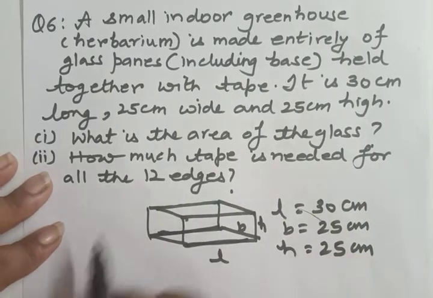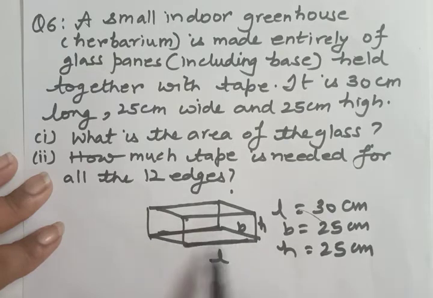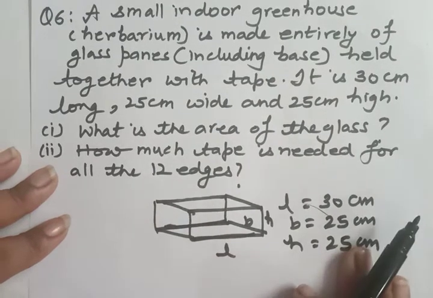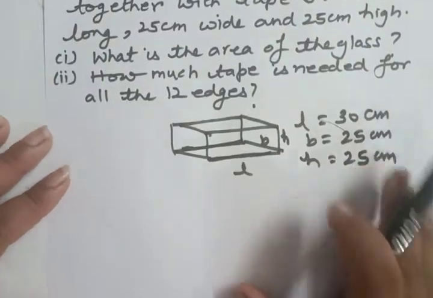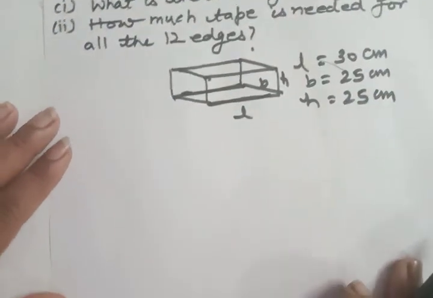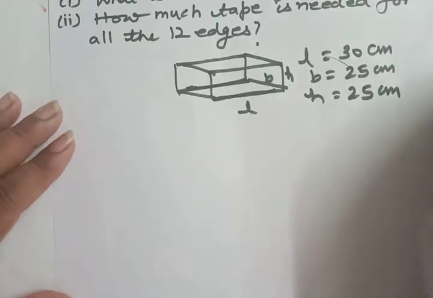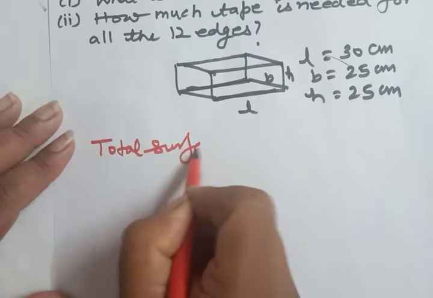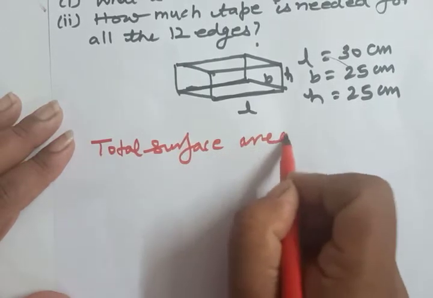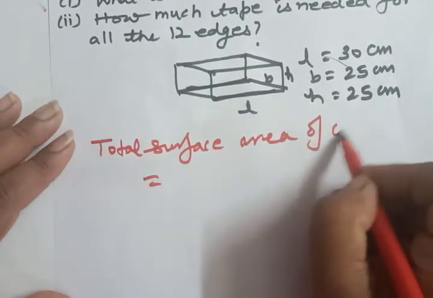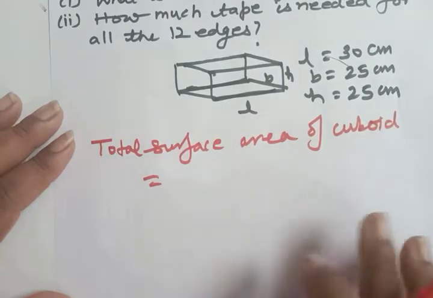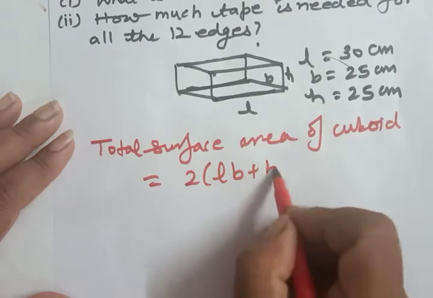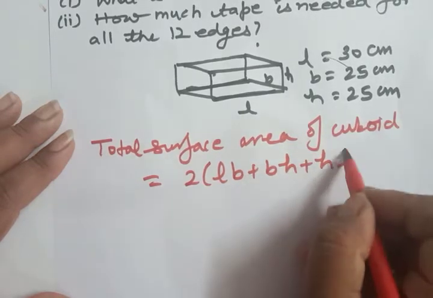Yes, so we need to find out the area of the glass. It means what is the glass required. All the 6 faces are included here, so we will use the total surface area. So what is the total surface area? Total surface area of cuboid will be equal to twice of L into B plus breadth into height plus height into length.